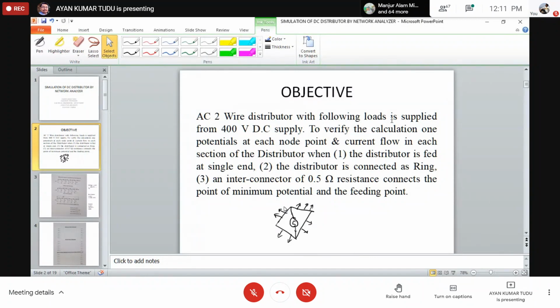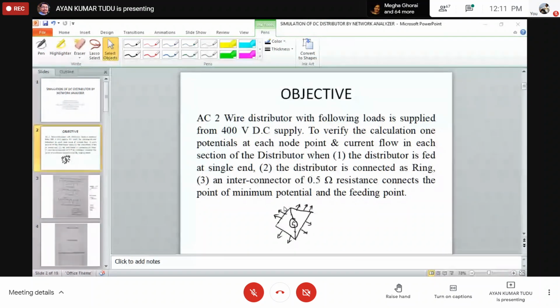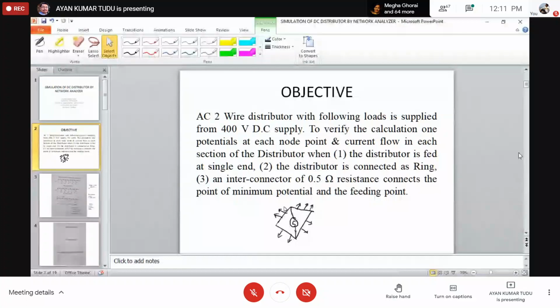At every tapping we'll be finding out the voltages and voltage drops, and we'll be finding out the current flow in each section of the distributor when it is fed at a single end. Then it is a ring main connection, where the distributor is connected as a ring, and third, with an interconnector. An interconnector of 0.5 ohms resistance is connected between the minimum potential point and the feeding point. That is our objective.